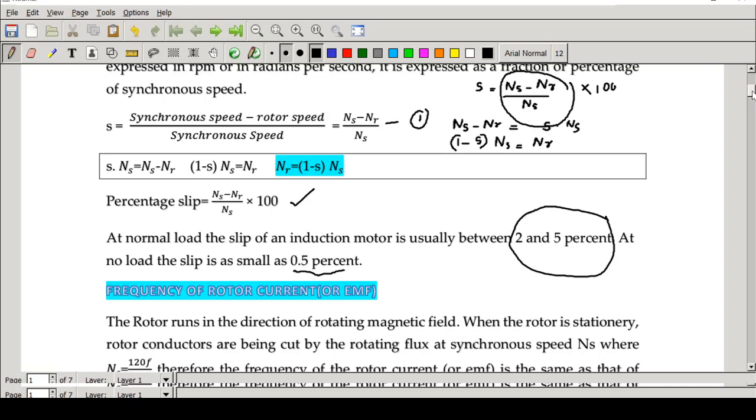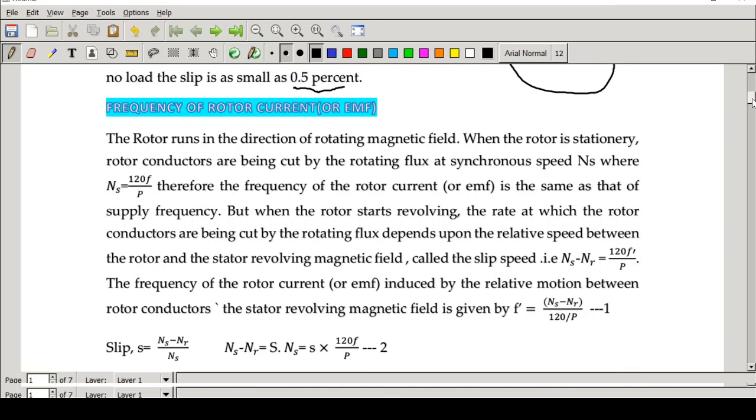Now we will see the frequency of the EMF induced in the rotor. What is the expression for the synchronous speed? The synchronous speed Ns is given by 120f/P, where P is the number of poles and f is the supply frequency. Initially the rotor is stationary and there is a rotating magnetic field, so the stationary rotor conductors are being cut by the flux, which is rotating at synchronous speed Ns. But what happens when the rotor starts rotating?